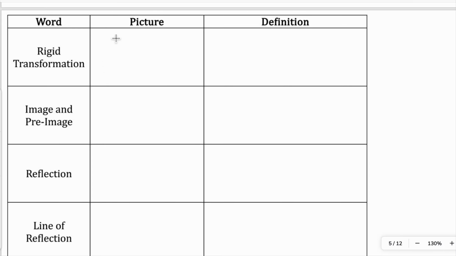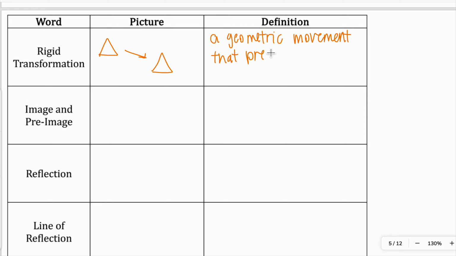So let's first talk about rigid transformation. That essentially is when you take a shape and you move it using a transformation, and it's not going to change the size or the shape of the figure. So the definition would be a geometric movement that preserves a figure's size and shape.